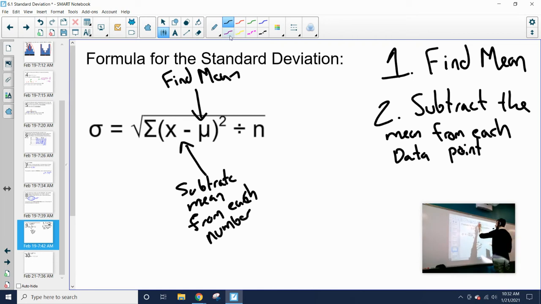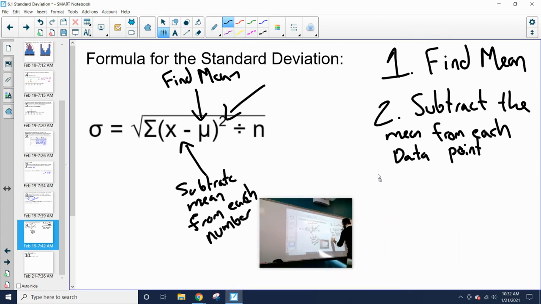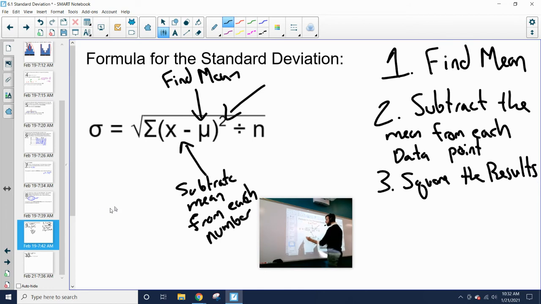Step number three is this little guy right here. It's that squared symbol. So step number three is we are always going to square the results. That's always going to be our third step. Step number four, once we squared all those results, we added them together with that big sigma symbol. So once you square all those numbers, we're going to add them together.